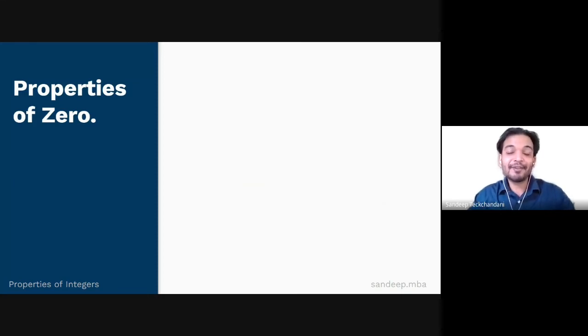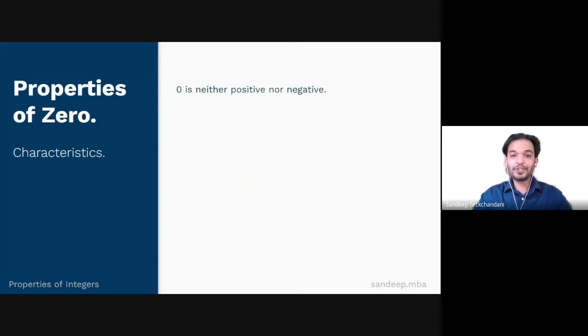In this slide, we will study the properties of 0. 0 was invented by an Indian mathematician called Aryabhatta. The first characteristic of 0 is that it is neutral. It means 0 is neither positive nor negative. If a is any number, then a plus 0 is a. For example, 10 plus 0 will give you 10 only.